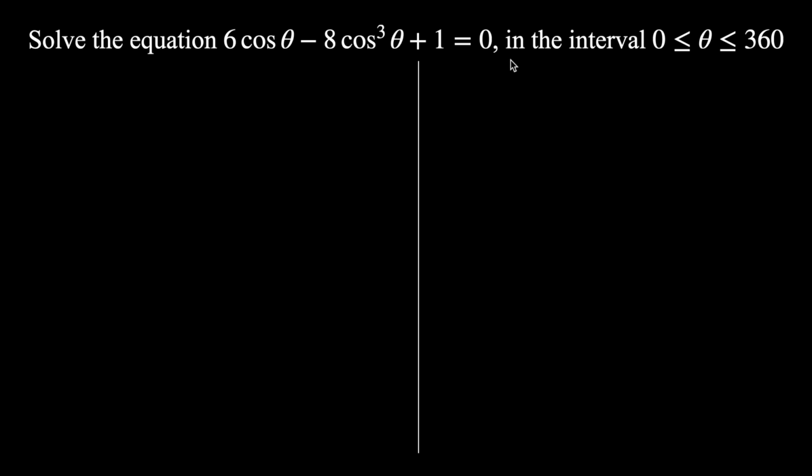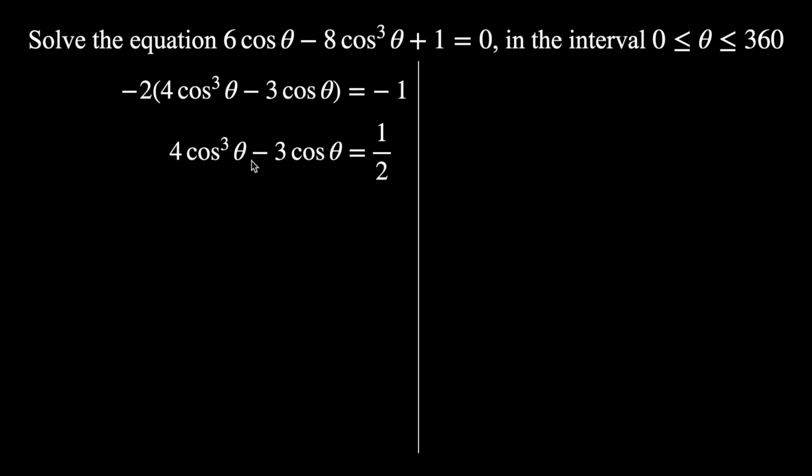Well, it's tricky to say how to begin. I guess my focus will be on what to do about this cosine cubed. Well, one thing I can try first is I can see that I can factorize a cosine here. So that's something I might try initially. So the first thing I would try for this equation is actually factorize the negative 2 and then divide by negative 2. So I've subtracted that 1 from the right hand side. Divide by negative 2, we get 4 cosine cubed take 3 cosine theta equal to a half.